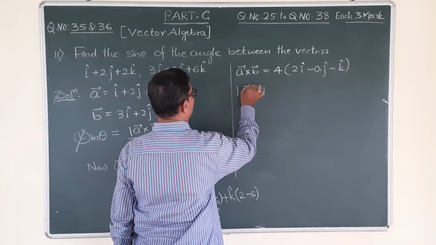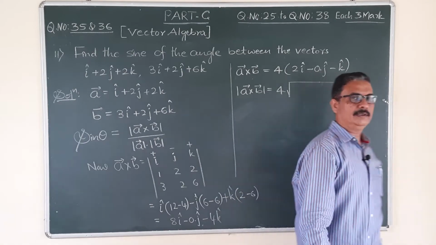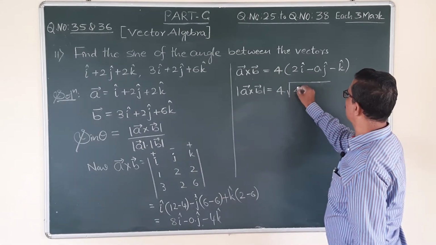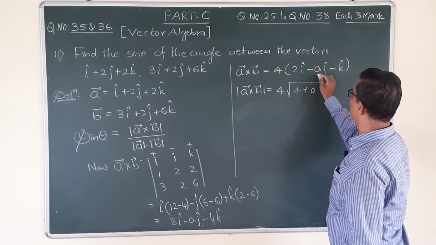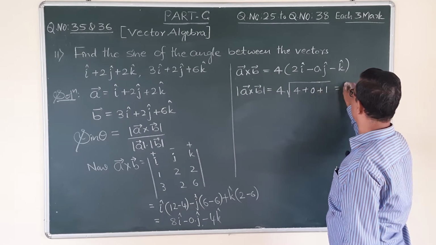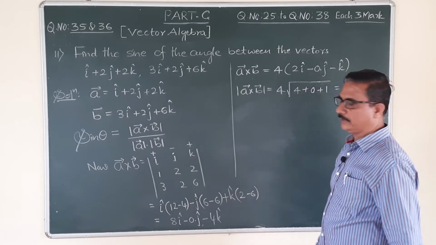Magnitude of A cross B is equal to 4 into magnitude, which is nothing but length. Length of the vector, under root of coefficient of i 2 square 4, coefficient of j minus 0 square is 0, coefficient of k minus 1 square is plus 1. That is 4 into root 4 plus 1, 5.